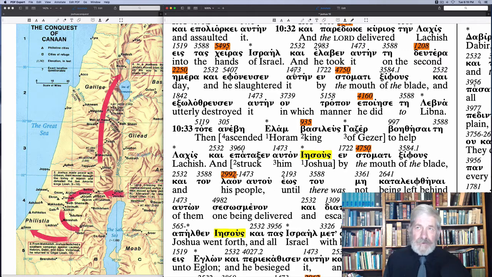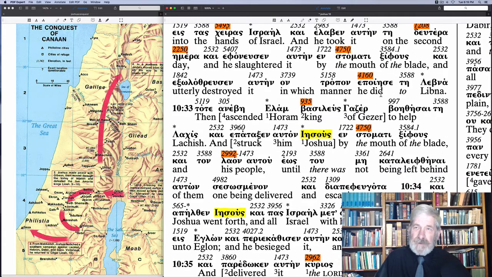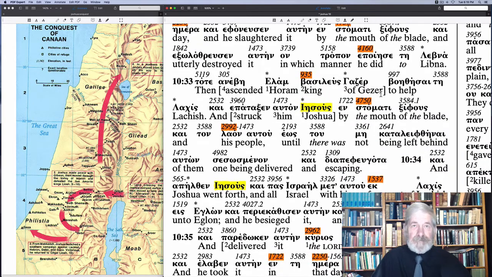And he took her on the second. See, it doesn't sound right. And he took her on the second day, and he slaughtered her by the mouth of the blade, and utterly destroyed it, in which manner he did to Libnah.